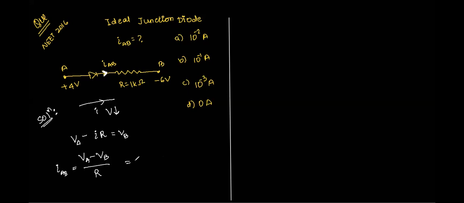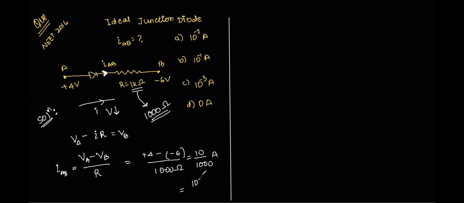Let us put the values. You have VA as +4, VB as -6, and R as 1000 ohms. Please mark, it is 1 kilo ohms and not 1 ohm. This is the place where we need to be super careful, right? Okay, so we have 10 upon 1000 amperes, which can also be written as 10 milliamperes, right? Or 10 power minus 2 amperes. Am I correct, class? So, which one should be your answer? The first option.